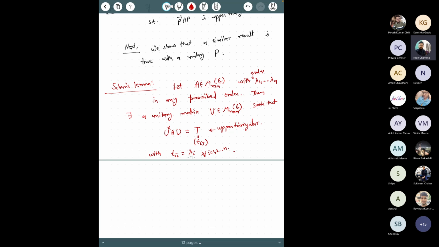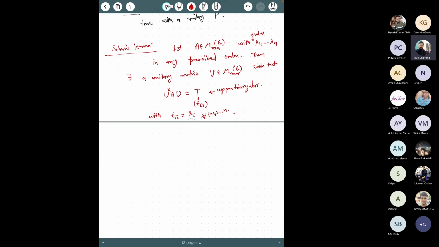Now using this result, you can see that one can do many things. One important advantage or application of this result is in the computation of eigenvalues of a matrix. So I'm just telling you this vaguely, giving some idea. If you are more interested, then you can Google it.